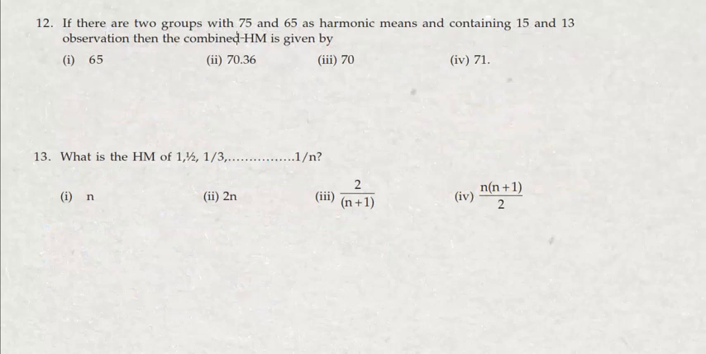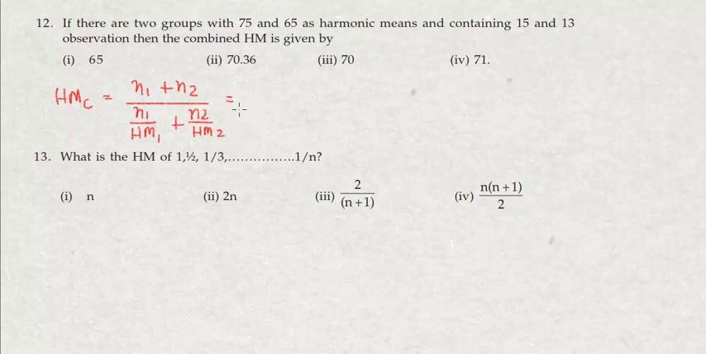If there are two groups with 75 and 65 as harmonic means and containing 15 and 13 observations, then the combined harmonic mean is given by. The formula to find out the combined harmonic mean is equal to n1 plus n2 divided by n1 divided by harmonic mean 1 plus n2 divided by harmonic mean 2. Let's fill all the figures here. Now n1 here is 15 for us, so it is 15 plus 13 divided by 15 divided by 75, the first harmonic mean given to us, and plus 13 divided by 65, second harmonic mean given to us.